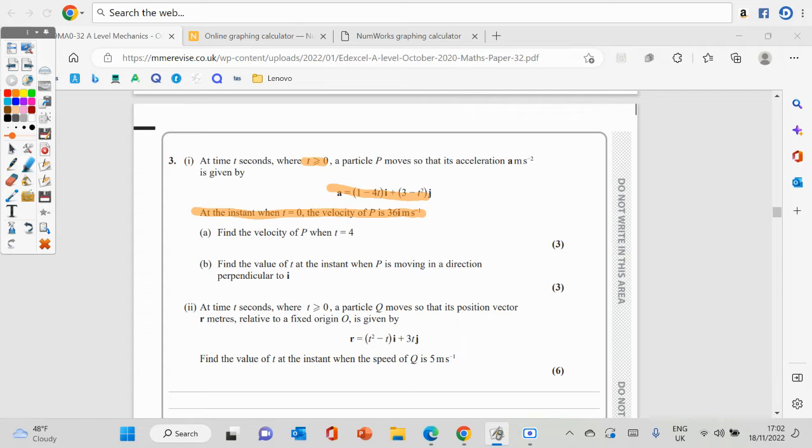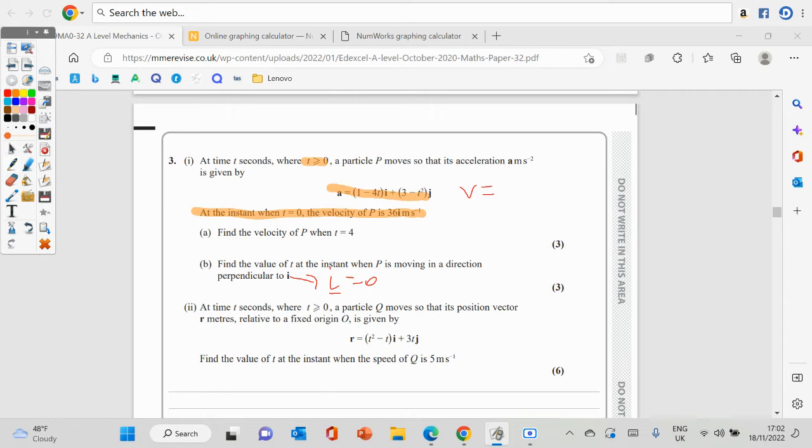Now, it also does say, down here for this next bit, when p is moving in a direction perpendicular to i. Now, if it's moving perpendicular to i, that means that the i component will be equal to 0. That's one of the key bits for this question. And not many people got that when this question was done. So what I'm going to do is integrate this vector to get v.